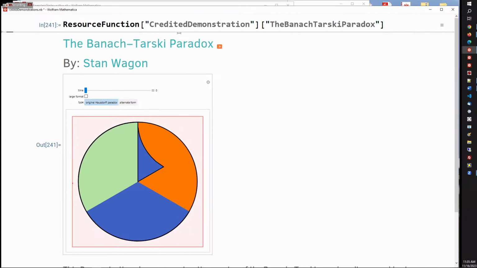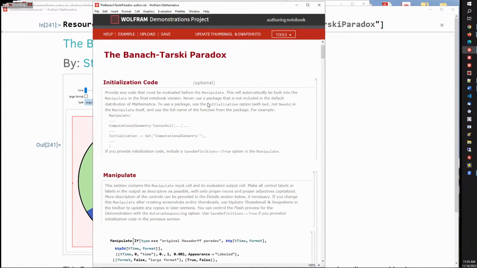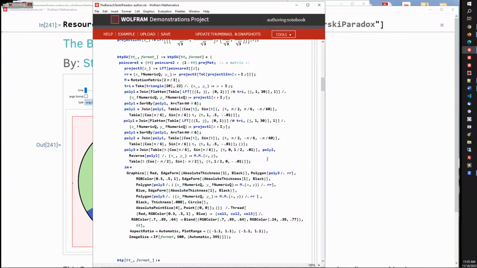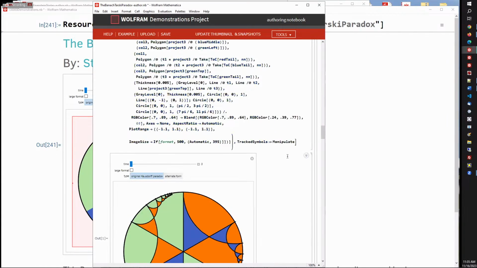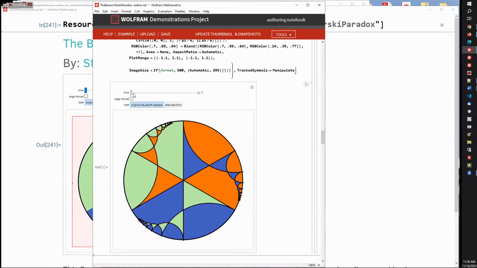But basically, this shows how you can use the Poincaré disk to reproduce this paradox. So let me just try grabbing this one. Let me see if I can get it to work in the original source. So here's all the code for it. It's somewhat extensive code.